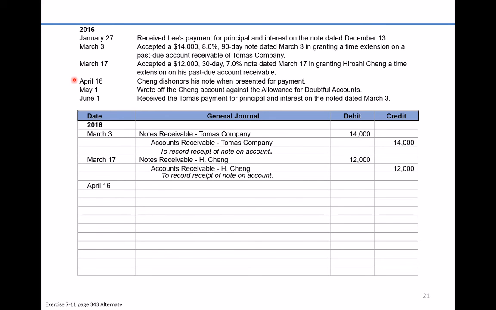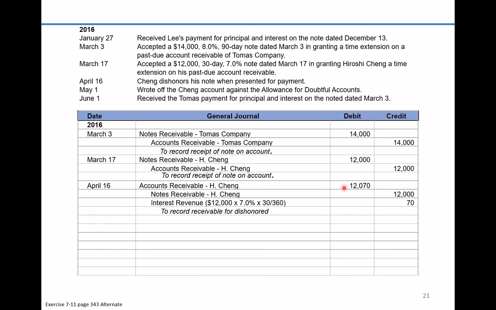Moving on to our next transaction, April the 16th, Chang dishonors his note when presented for payment. Oh, somebody's not honest here. They're not going to pay the amount owed to them, so we have to charge that amount off. So the account receivable is going to get restored actually first. We're going to restore that account receivable for $12,000, get rid of the note receivable, and record the interest that he owed us for those 30 days of $70. $12,000 times 7% times 30 over 360. Remember, this was a 30-day note, so 30 days worth of interest is $70. So the entire amount that Mr. Chang owes us now is actually $12,070.